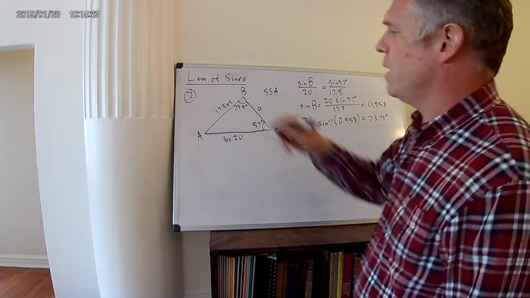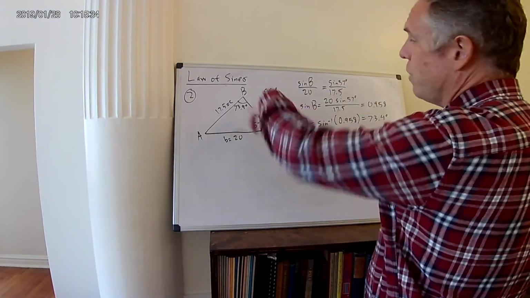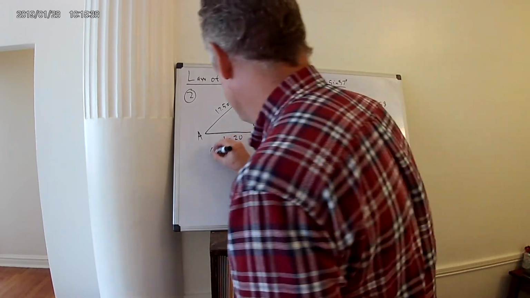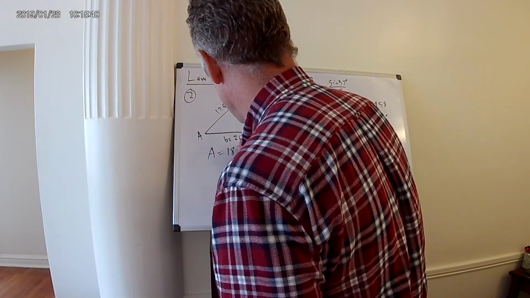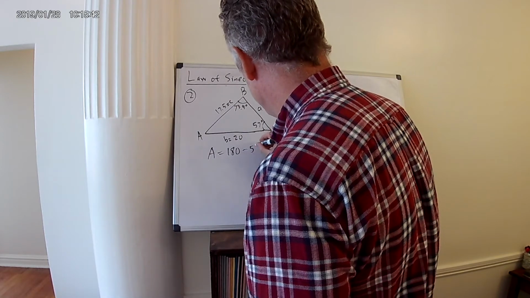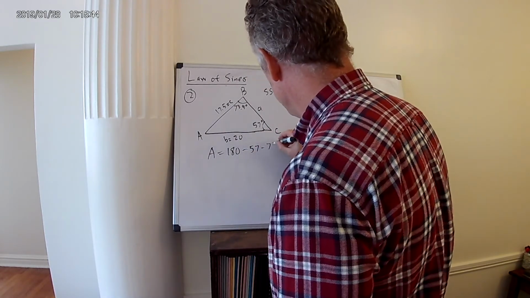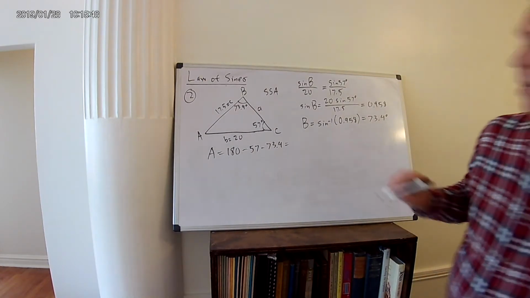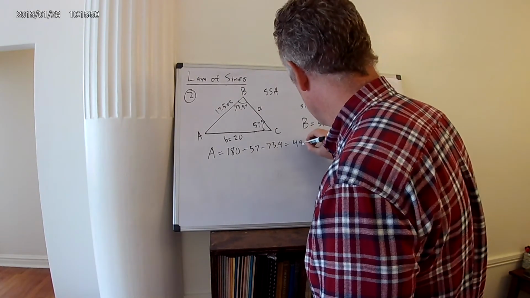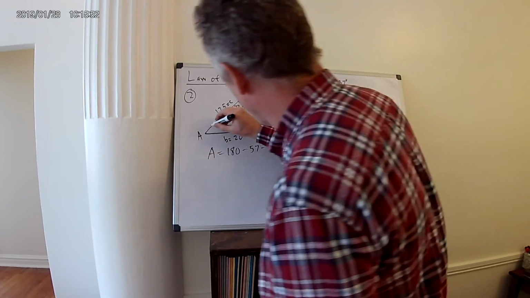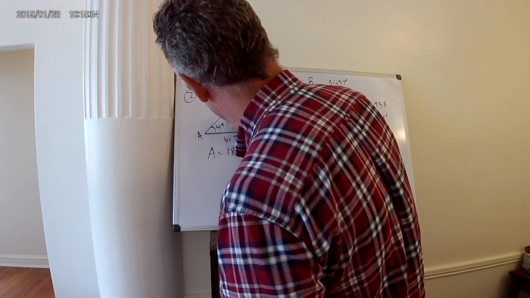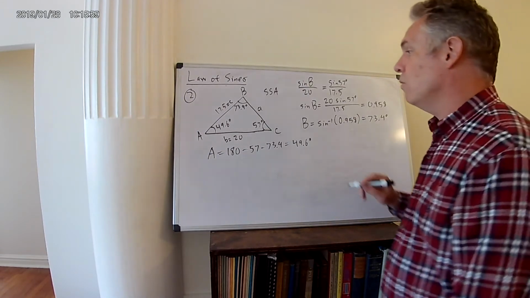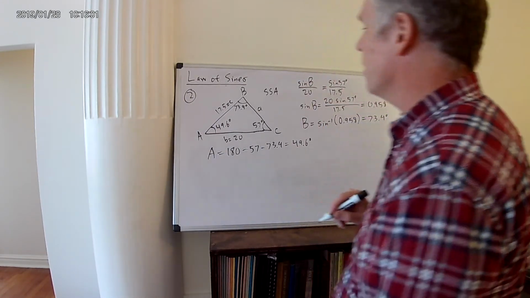Well, now we can find angle A, because now we have two angles, so we can find the third angle by using that 180 trick. So angle A will equal 180 minus 57 degrees minus 73.4, and if you plug this in your calculator, you get 49.6 degrees. So now we know angle A is 49.6 degrees. That just leaves us with one unknown, which is side length A.